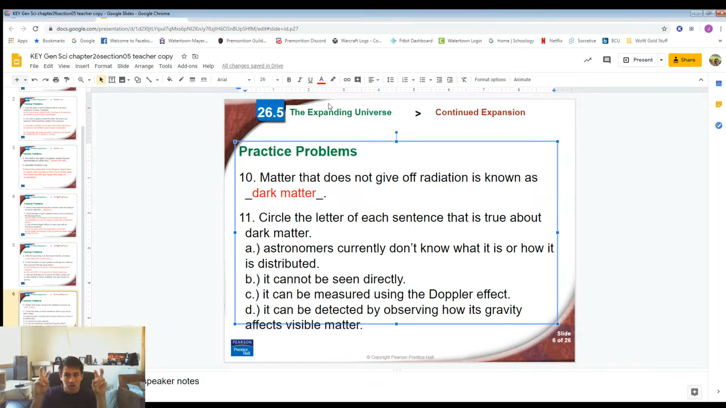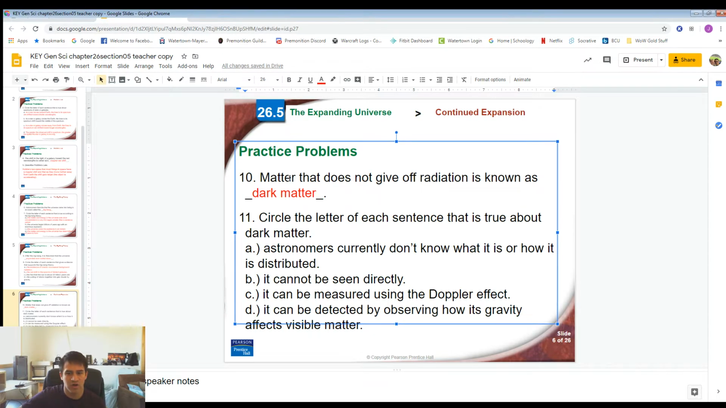So we call it dark in the sense that it's unviewable, right? Not dark that it's black. Kind of like if you're in a dark room, you can't see anything, even though of course it's black, but you can't see anything either. And then last question, number 11, circle the letter of each sentence that is true about dark matter.